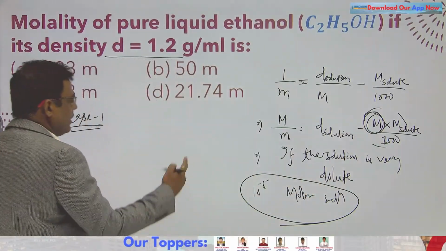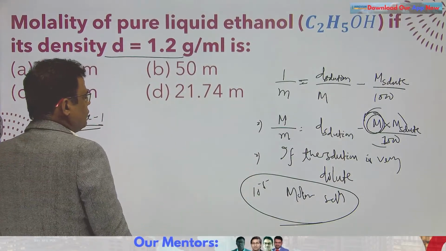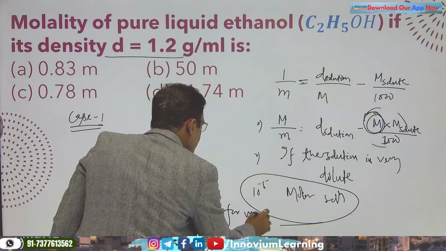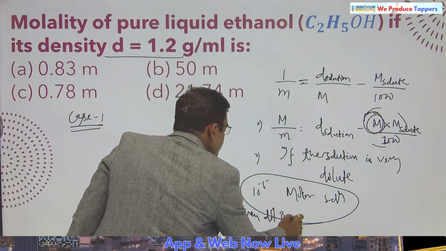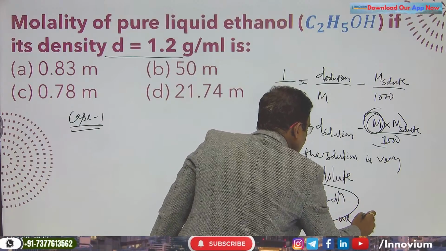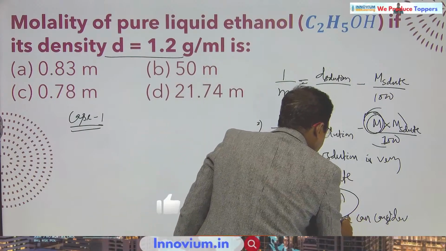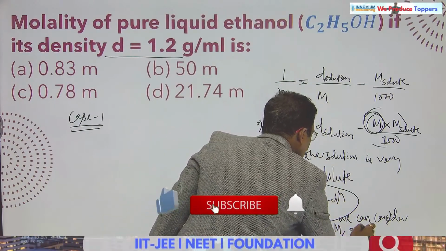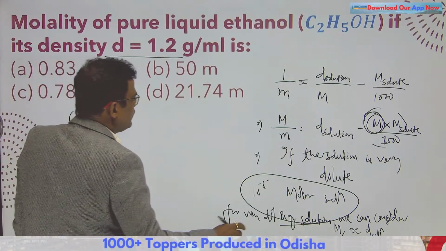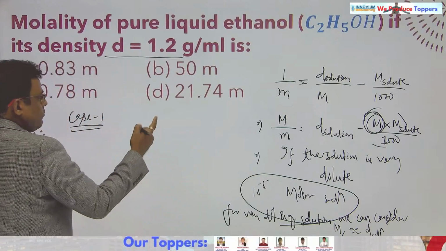In that case, for a very dilute solution, we can consider M by m is nearly equal to the density of solution. Correct? So for a very dilute aqueous solution, we can consider M by m nearly equal to what? Density of solution. So if M by m is nearly equal to the density of solution, then for that case we can have three different comparisons between molarity and molality.